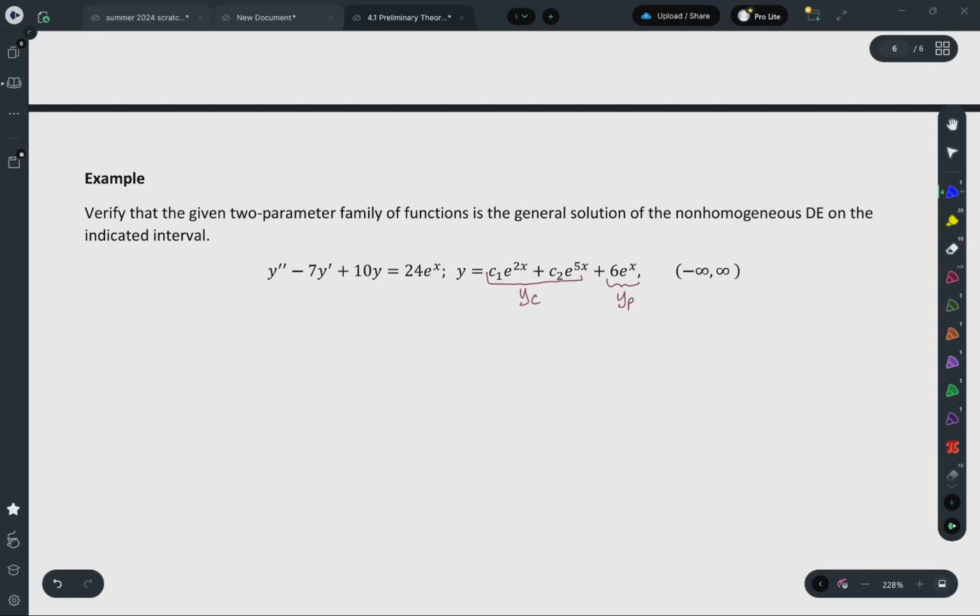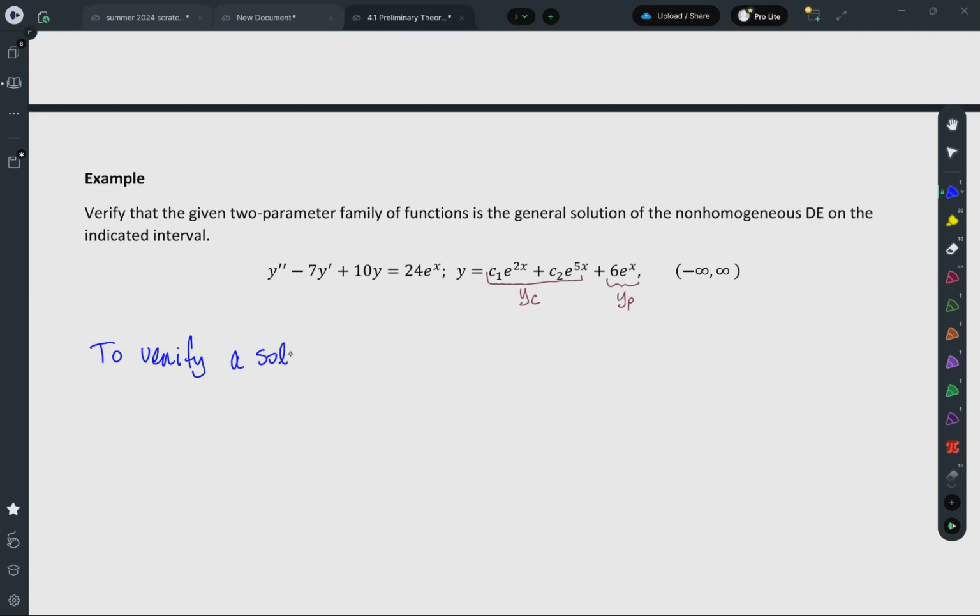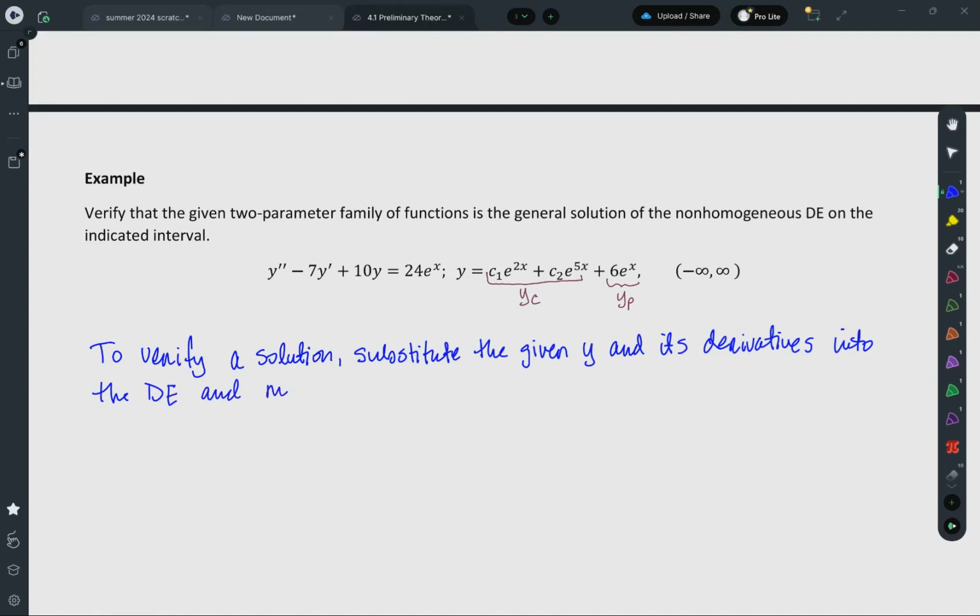That's all. Okay, to verify a solution, plug or substitute the given y and its derivatives into the differential equation and make sure equality holds. That's it. Very similar to when we checked solutions back when they were just numbers, just quite a bit more work.